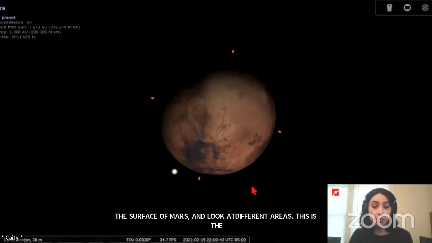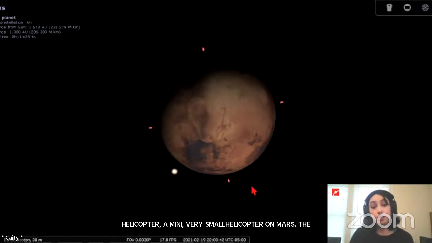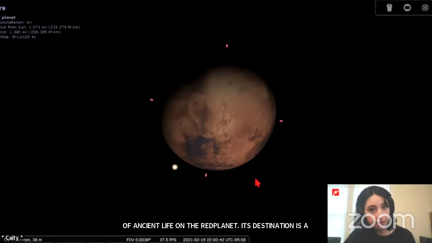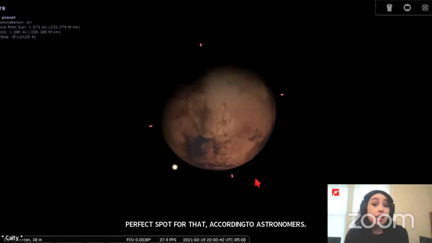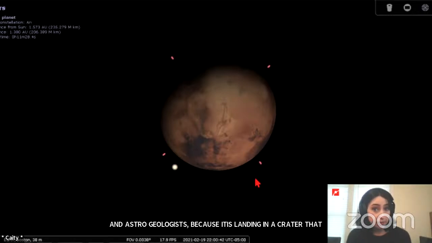So the Perseverance rover, its main goal is to look for signs of ancient life on the red planet. And so its destination is a perfect spot for that, according to astronomers and astrogeologists, because it's landing in a place called Jezero Crater, that's where it is right now, which is thought to be the site of an ancient lake. So a very long time ago, we're talking billions of years ago in the earlier days of the solar system, Mars used to be a much different place than it is today.